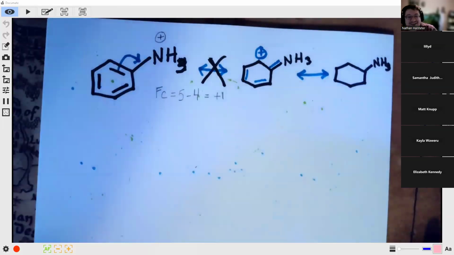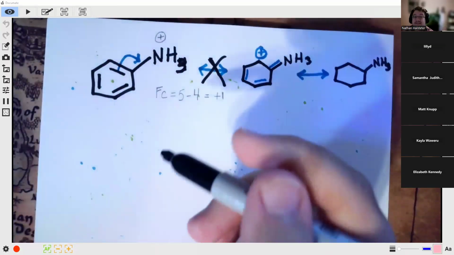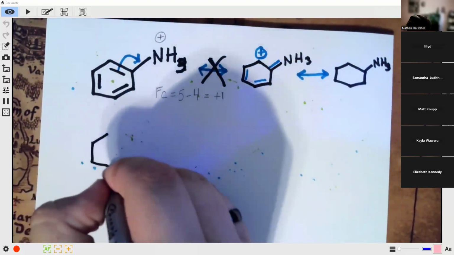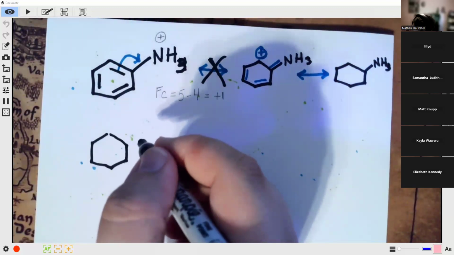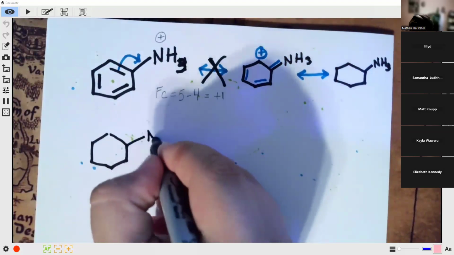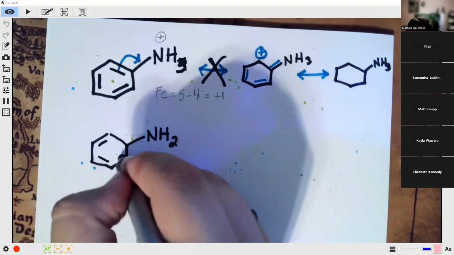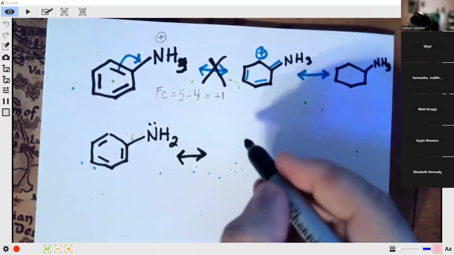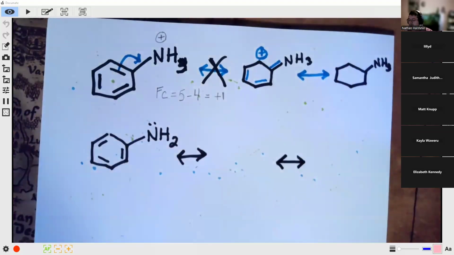So let me give you one which actually can do resonance. I apologize for that. But that's okay because that's something I could put on an exam and you have to tell me there is no resonance stability. Let's look at NH2. This one we can also talk about partial positives and negatives. Okay.